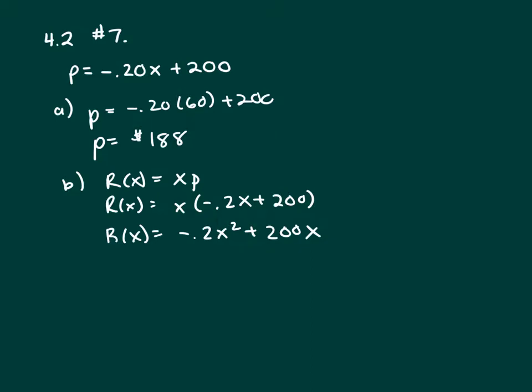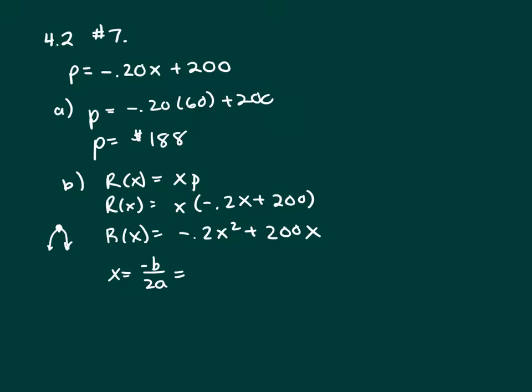And the question says, what quantity will maximize revenue? Well, this revenue equation is quadratic, and the graph of a quadratic is a parabola. And since this is negative 0.2, we know it opens down. So the maximum occurs at the vertex. And we have a formula to find the vertex, x equals negative b over 2 times a.